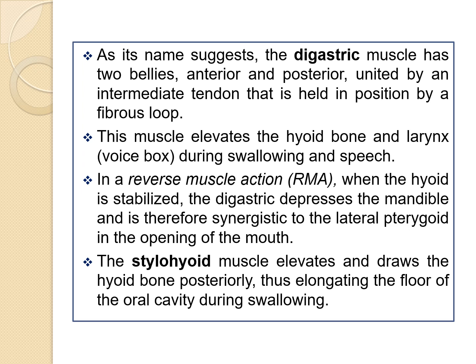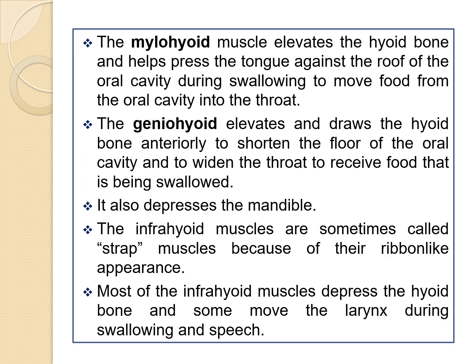The next is stylohyoid muscle. It elevates and draws the hyoid bone posteriorly, thus elongating the floor of the oral cavity during swallowing. The next is mylohyoid muscle. Mylohyoid muscle elevates the hyoid bone and helps press the tongue against the roof of the oral cavity during swallowing to allow food from the oral cavity into the throat.